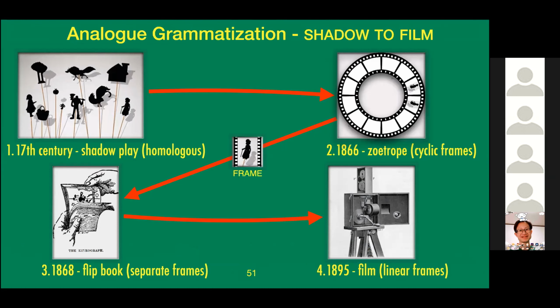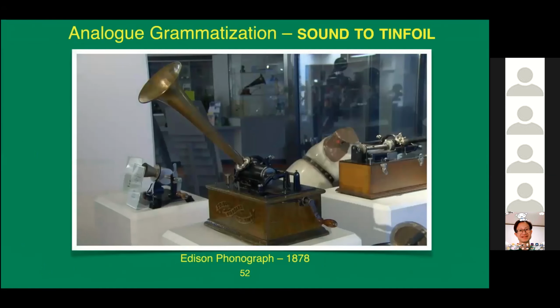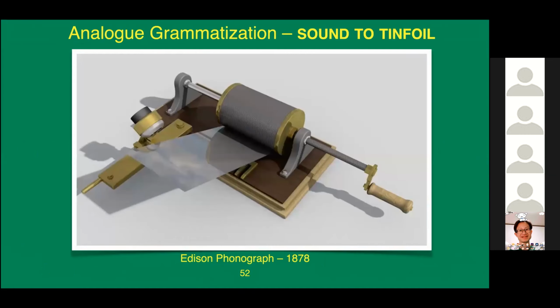Similarly, audio recordings were traced or etched into hard wax and then hard plastic cylinders. This was also a spatial representation of continuous sound waves. The Edison phonograph is the first popular example of analog grammatization.